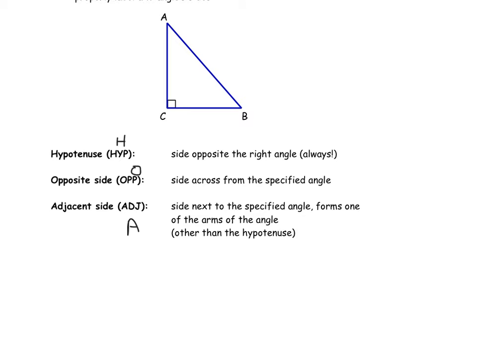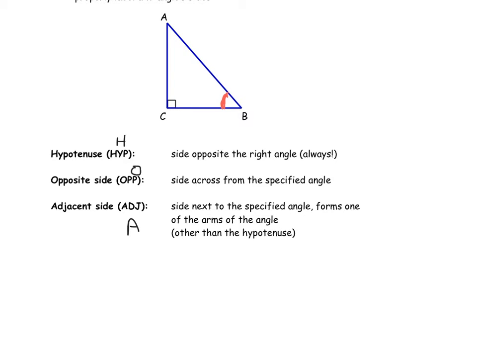Now, all of these labels, aside from the hypotenuse, the opposite side and the adjacent side, those can change depending on which angle we're referring to. So I'm going to select a particular angle here. I'm going to select angle B, and I'm just going to indicate it by putting a little symbol here. So this is the angle in question.